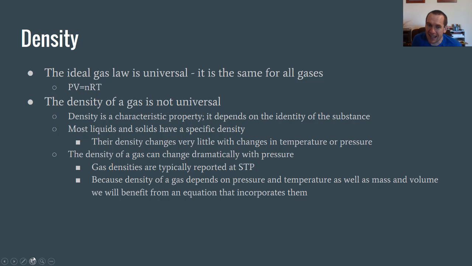But gases, that definitely changes. If we change their temperature or pressure, we can manipulate their volume. And so we have to include pressure and temperature when we are talking about the density of a gas, because if we change those things, it will alter the density of the gas. Generally, we'll report gas densities at STP. Sometimes you'll see NTP, normal temperature and pressure. That's 20 degrees Celsius as opposed to 0 degrees Celsius, but still 1 atmosphere of pressure.